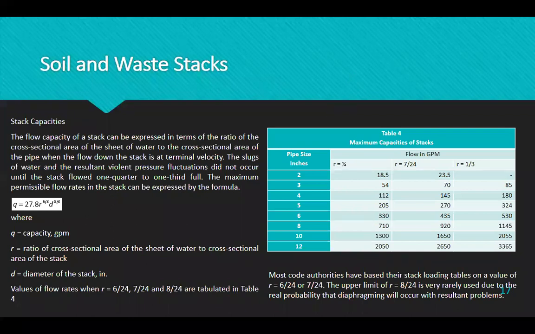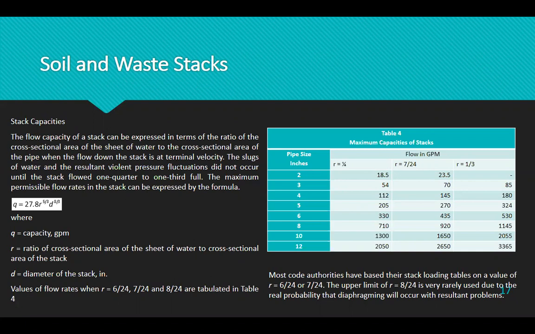Stack capacities. Ano yung capacity ng each pipe size? The flow capacity of a stack can be expressed in terms of the ratio of the cross-sectional area of the sheet of water to the cross-sectional area of the pipe when the flow down the stack is at terminal velocity.